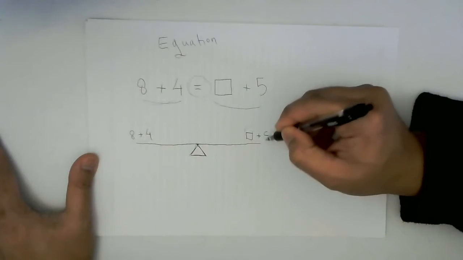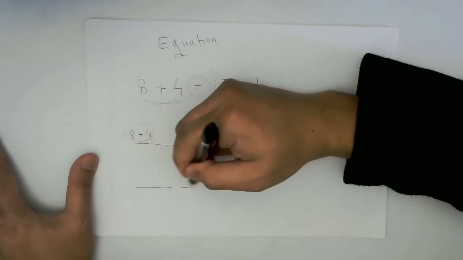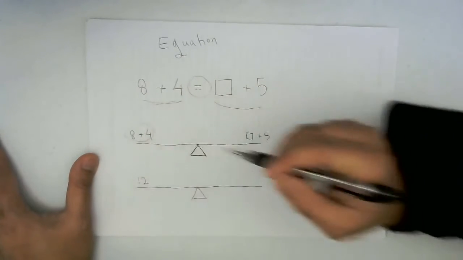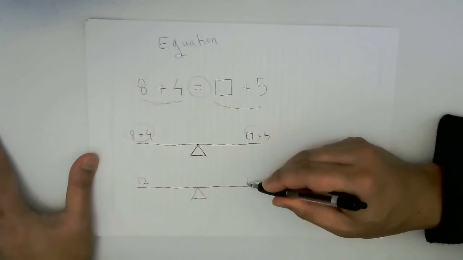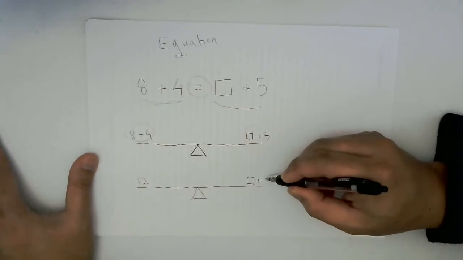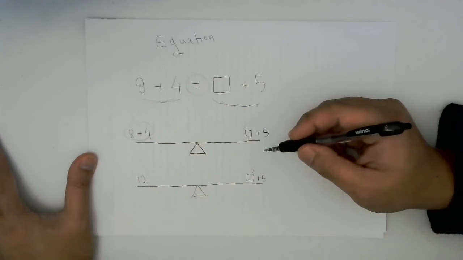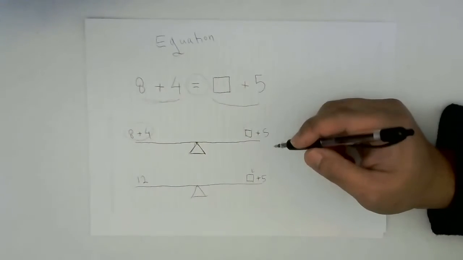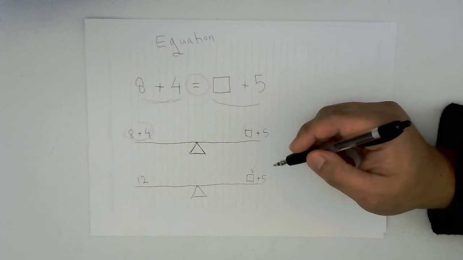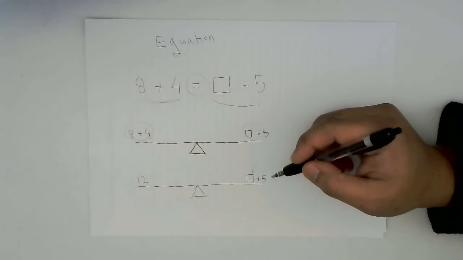So if you look at here now, you can calculate what you have in the left side. 8 plus 4 gives us 12, right? And in the right side here, we have something that we don't know at the moment, plus 5. So we want to know what's in this box. Now, the basic rule of equation or seesaw is that if you do something at one side, you will have to do the same thing also to the other side.